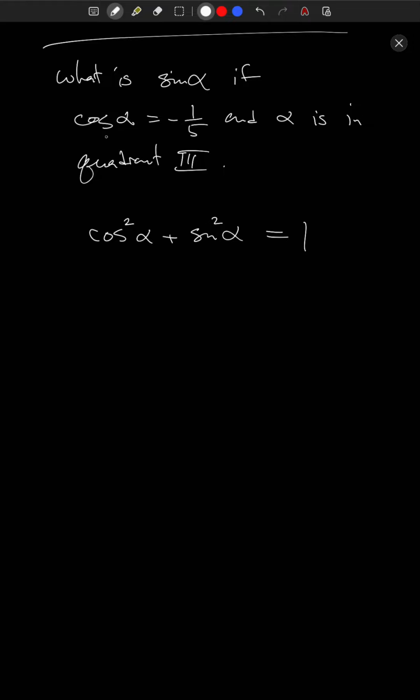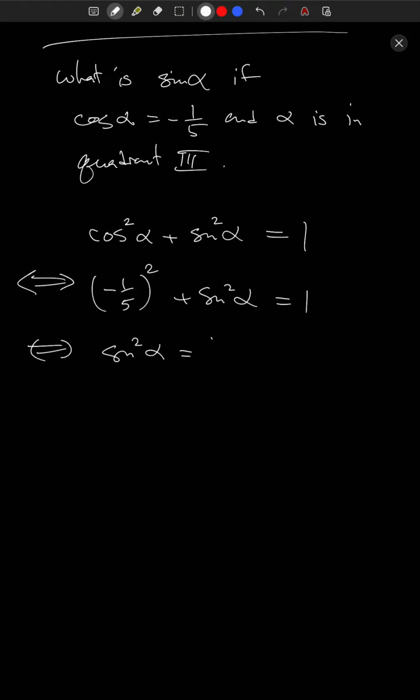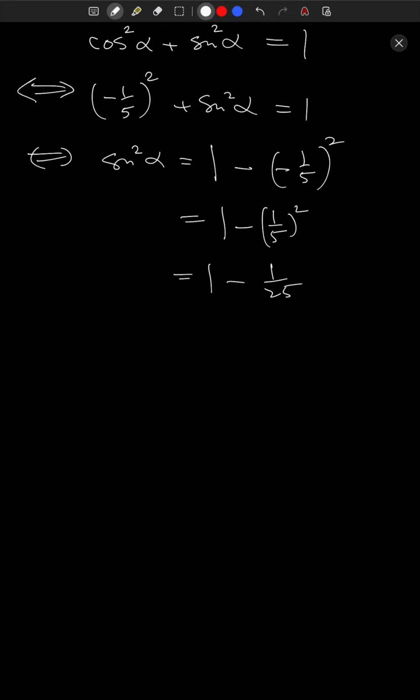Let's see. We know that cosine alpha is minus 1/5. So let me not be lazy and just write it out: minus 1/5 squared plus sine squared alpha is equal to 1. So sine squared alpha is equal to 1 minus (1/5) squared, just because the minus sign goes away when you square it, which is 1 minus 1 over 25. Doing common denominators, this is 24 over 25. All right, so sine squared alpha is 24 over 25.